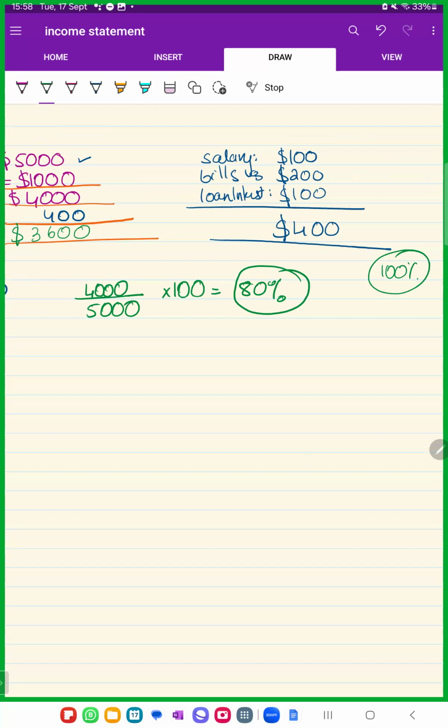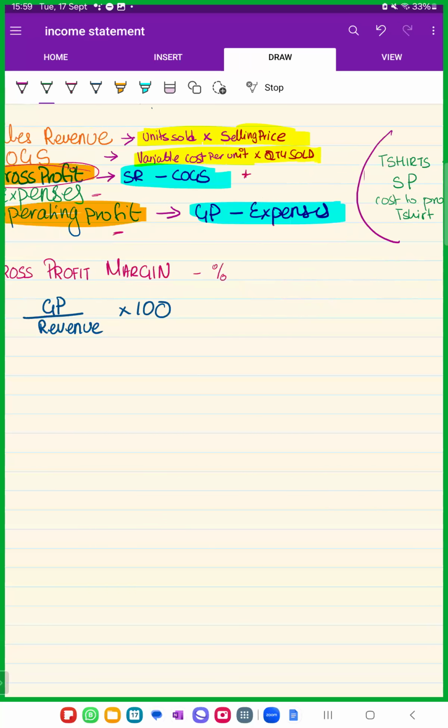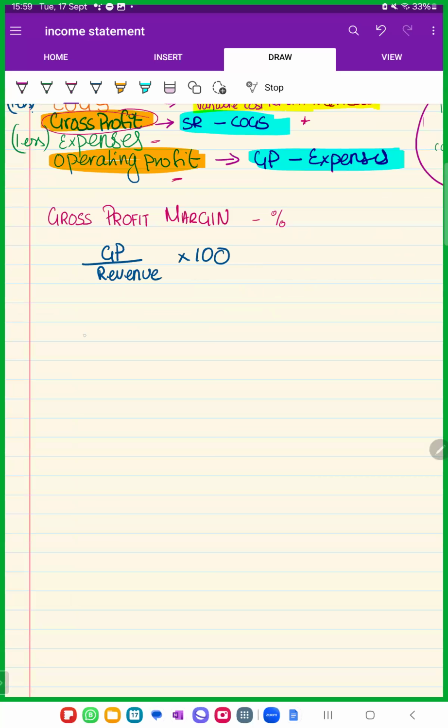So the gross profit margin is a calculation that shows a proportion of revenue that is turned into the gross profit. Okay, clear? Then we have the operating profit margin as well. Same formula, just replace it with the other one.